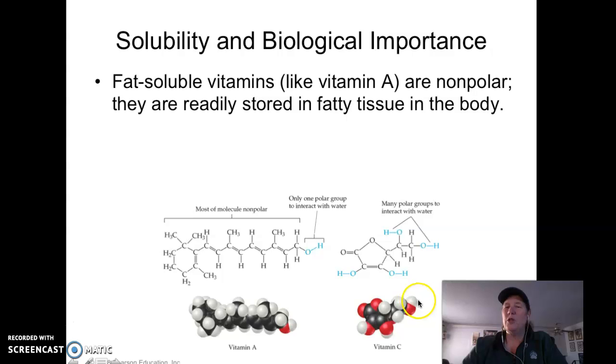All right, here's vitamin A down here, and it only has one polar group, so it's hard for water to dissolve it. Now, if you look at vitamin C, it is a water-soluble vitamin. Okay, it's not stored in your body. You have to replenish your vitamin C every day. You don't have to replenish your vitamin A. But again, if you get too much of this, it can be toxic. Not true here. Vitamin C, vitamin E, vitamin K, those ones you have to replenish every day.